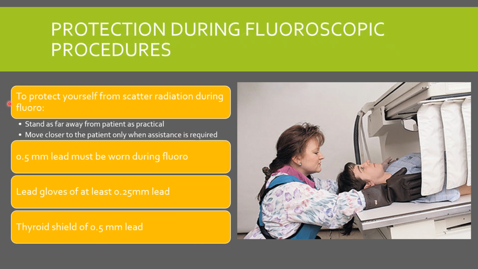To protect yourself from scattered radiation during fluoro, stand as far away from the patient as practicable. Move closer to the patient only when assistance is required. 0.5 millimeters of lead must be worn during fluoro. Lead gloves of at least 0.25 millimeters of lead should be worn. Thyroid shields of 0.5 millimeters of lead are the minimum.